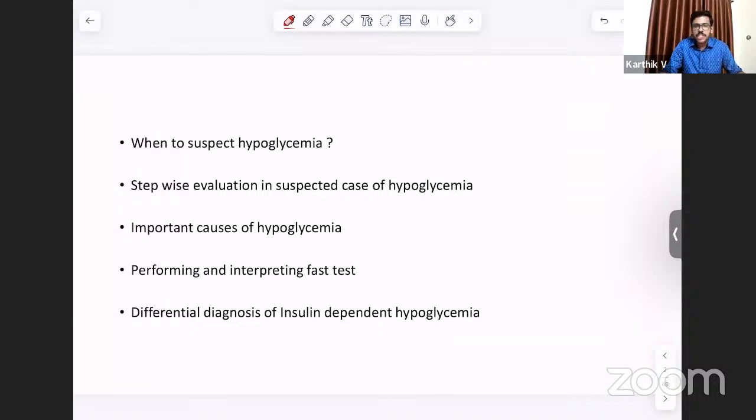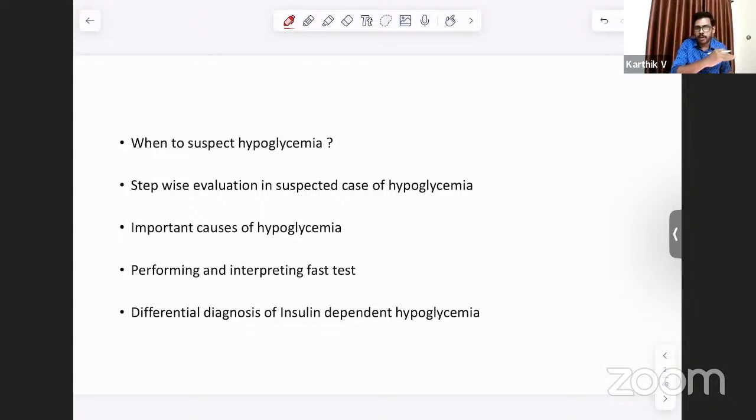As a clinician, these are some of the questions that you need to answer when a patient presents with symptoms that could suggest hypoglycemia or low blood glucose: when to exactly suspect hypoglycemia, and in those with suspected hypoglycemia, how to go about the evaluation, right from the history taking to the examination, and finally biochemistry and, if needed, the imaging investigations as well.